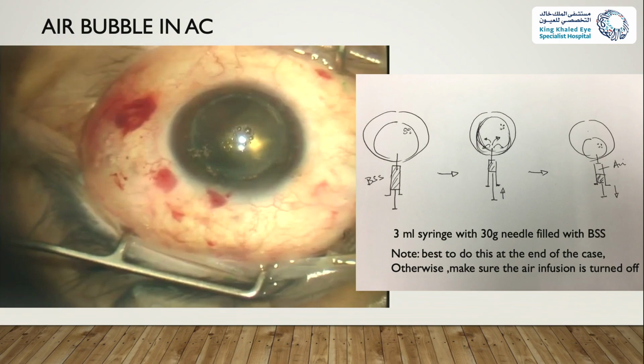And a 3cc syringe with balanced salt solution is easy to handle with one hand. Anything too small, like 1cc, I find doesn't have enough aspiration. Too big is also hard to handle.